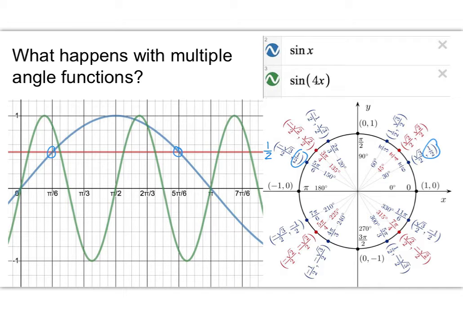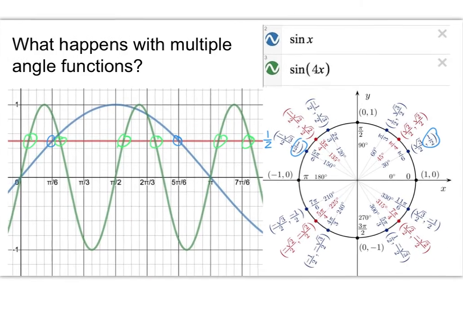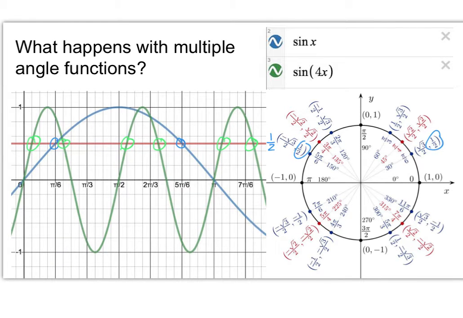For sine of 4x, suddenly we have 1, 2, 3, 4, 5, and there's a sixth answer that I obviously skipped for the first one. So we've got 6 different answers that seem to fit within this same interval, and in fact I'm covering up some other ones, but I can't move those things around.